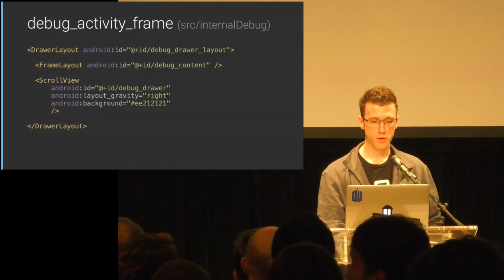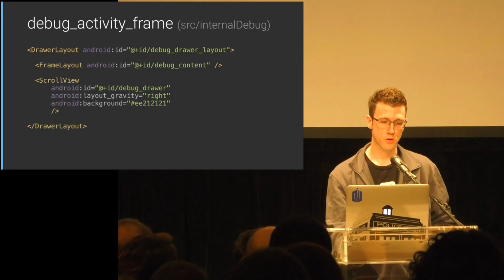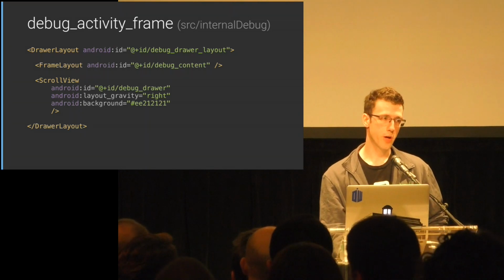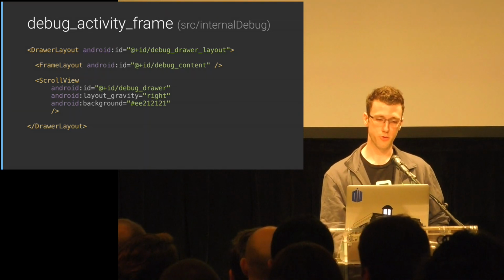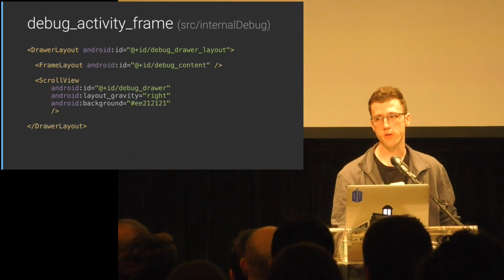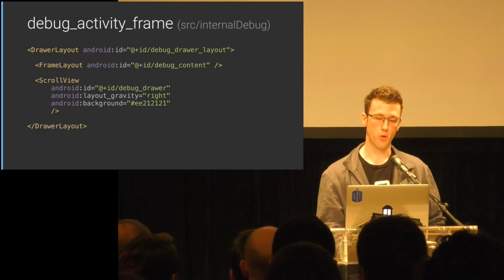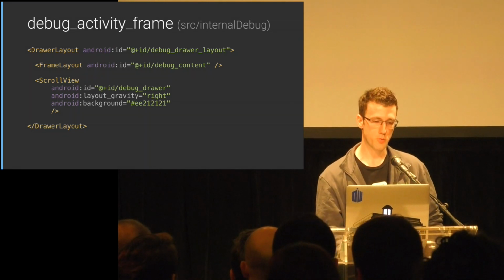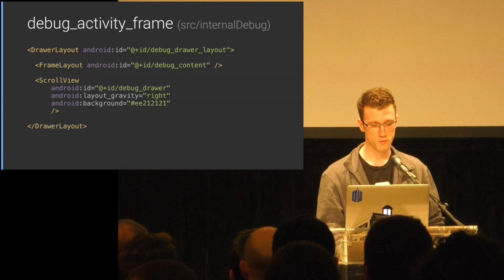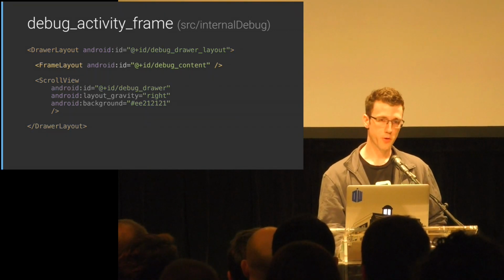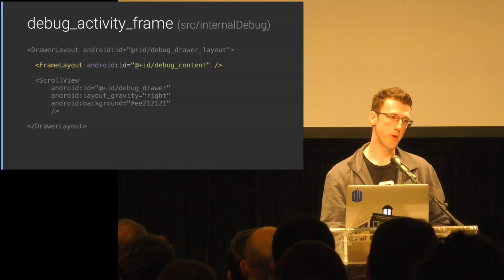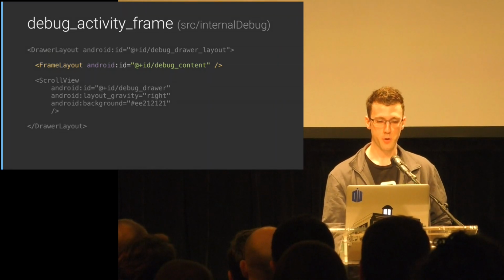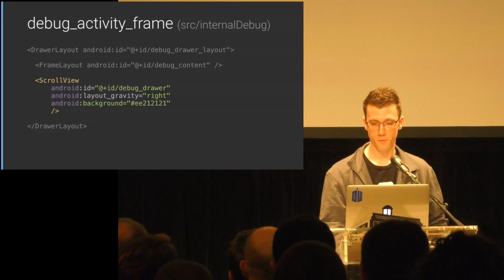All right, so let's take a look at the debug code. This is the frame that we want to use on our debug builds. You will see in the top that it lives in source internal debug. So this means it is only going to be included in the internal debug build. We have a frame layout. This is where all of the main content is going to live. And then we also have a scroll view, which is where all the debug content is going to live.